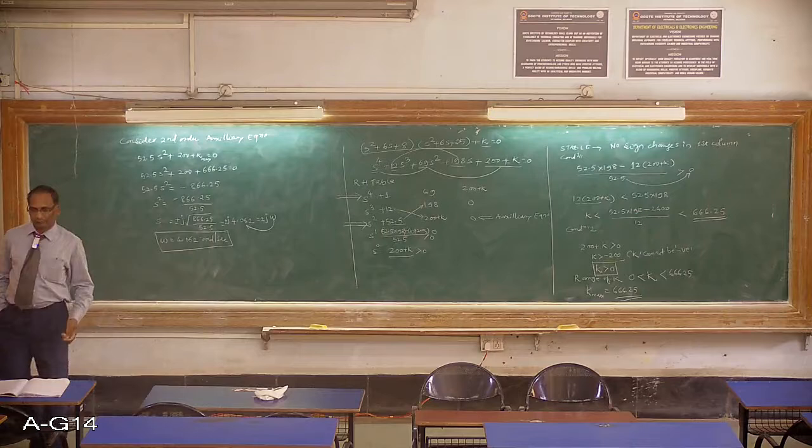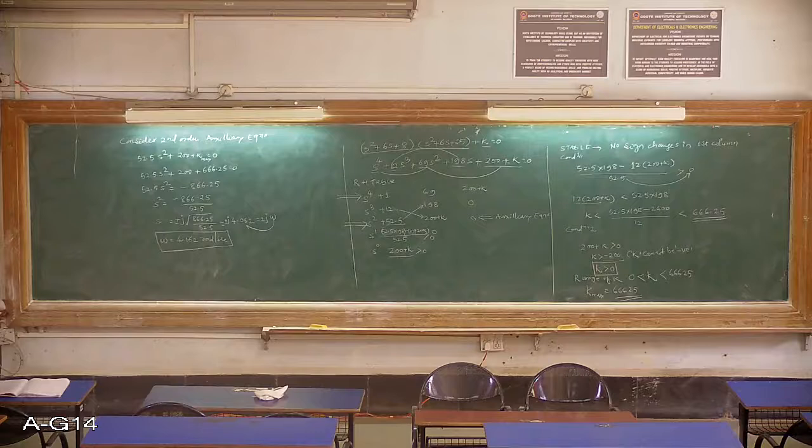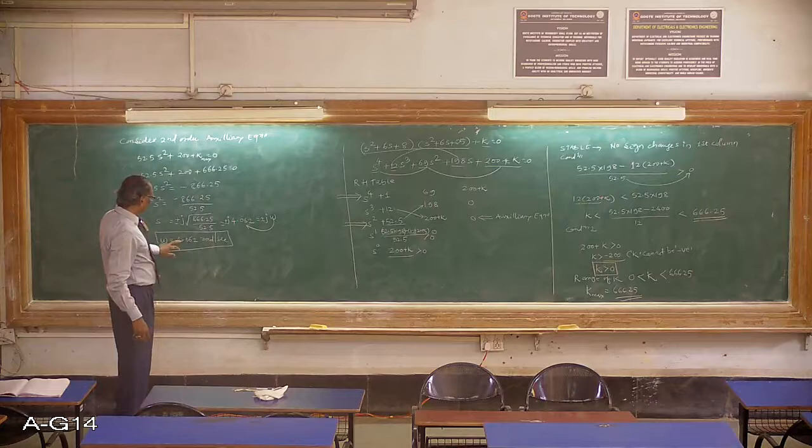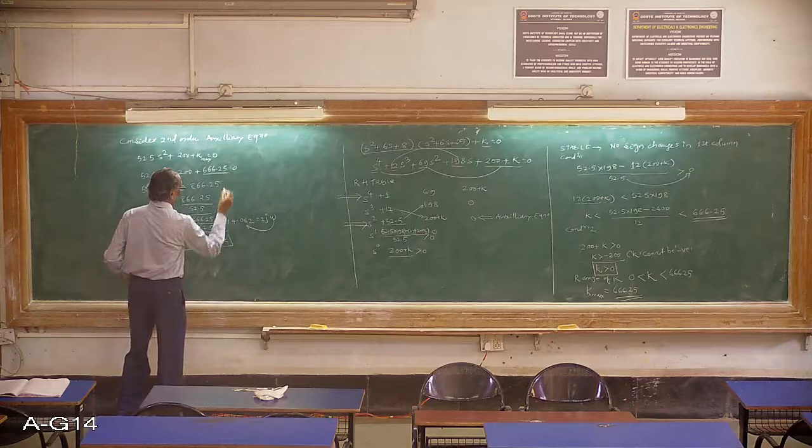This is how we can calculate the frequency of oscillation. The system oscillates at k equal to k max at a frequency omega equal to 4.062. It means two poles are at plus j 4.062 and minus j 4.062 at k equal to 666.25. This is one method.